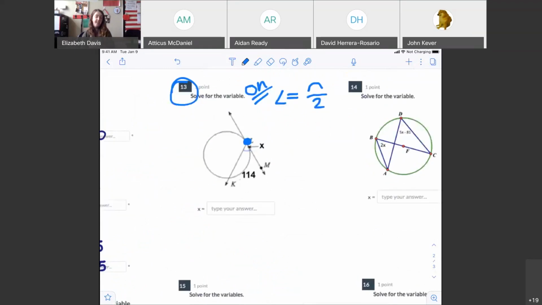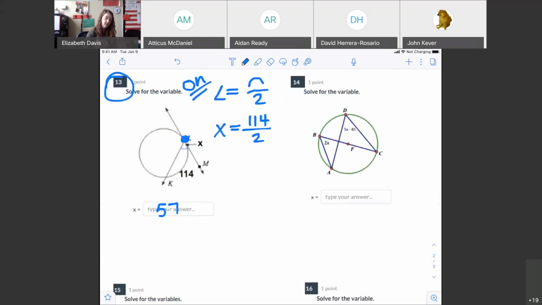So on number 13, which one is our angle? X or 120 or 114? Yeah, X is our angle. Remember, angles are formed by straight lines. So that makes my arc, my curvy part, 114 divided by 2. And when we take 114 divided by 2, we get 57.